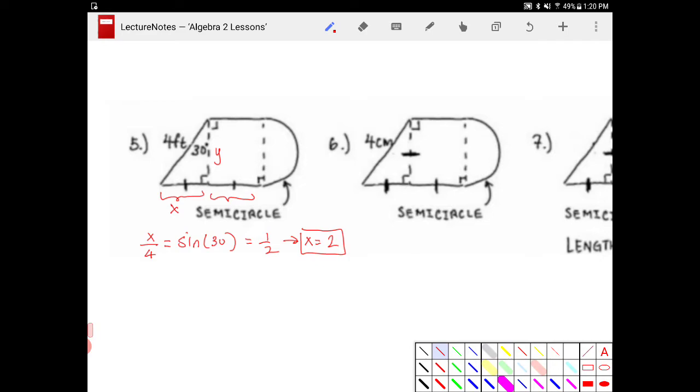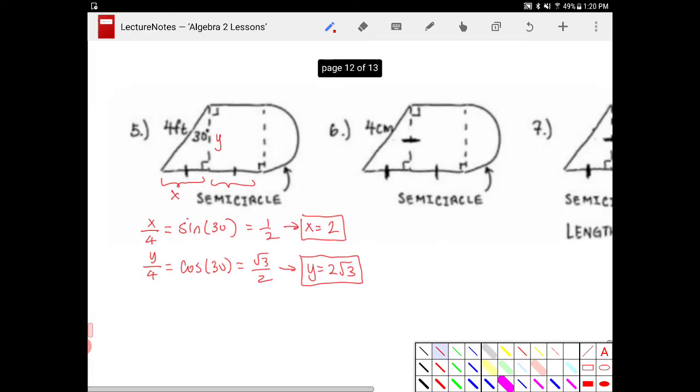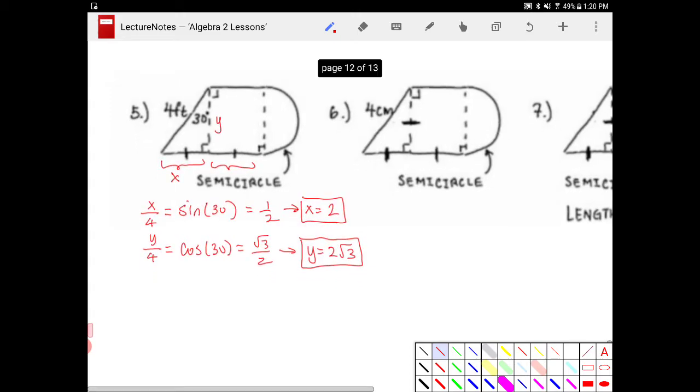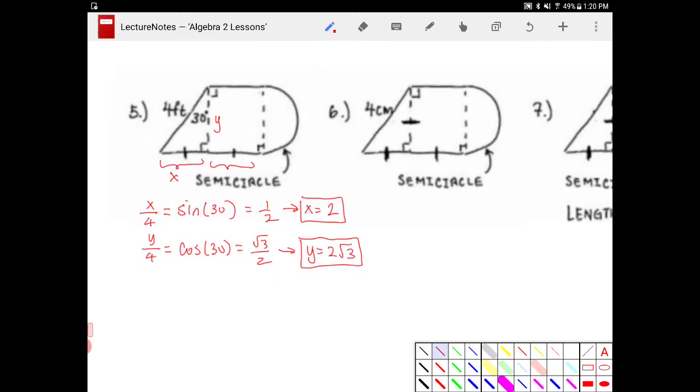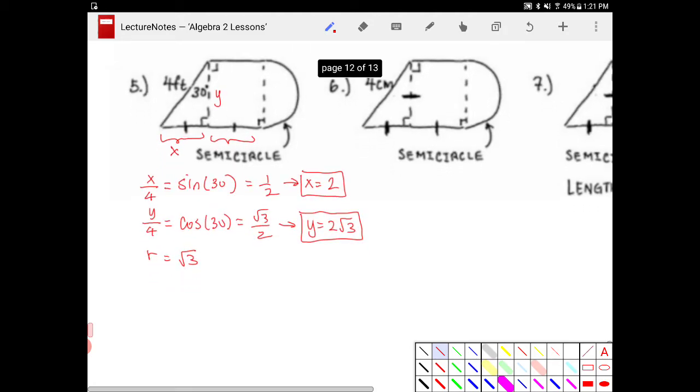I can do the same thing to find out what y is. I know that y over 4 is equal to cosine of 30. And cosine 30 is radical 3 over 2. So therefore, y will equal 2 radical 3. So if I know that this whole overall diameter is 2 radical 3, the radius therefore is going to be half of that. Half of 2 radical 3, well, that's just radical 3. So now I have everything, okay?